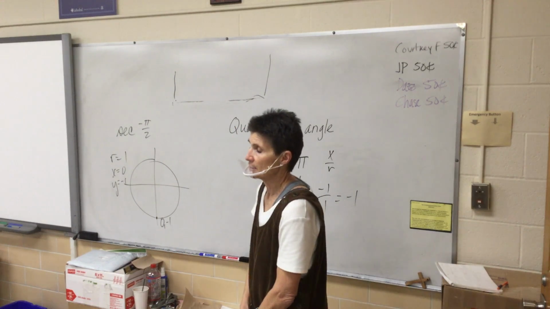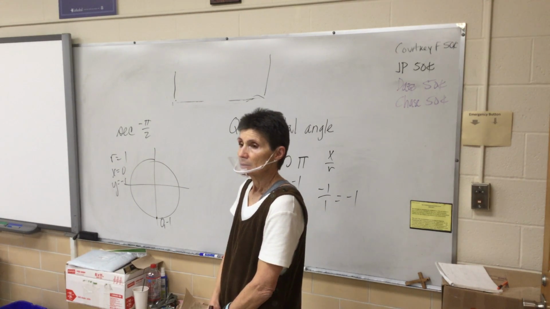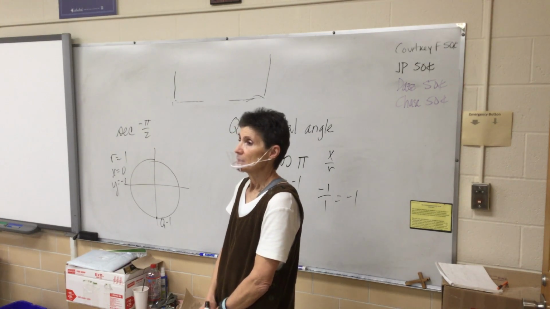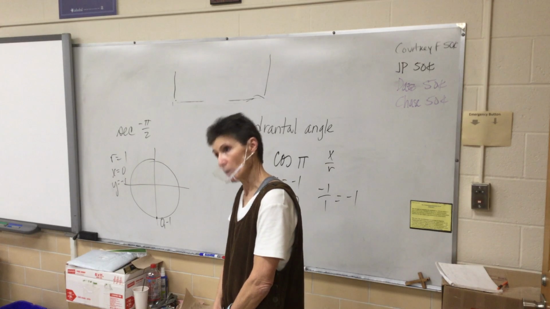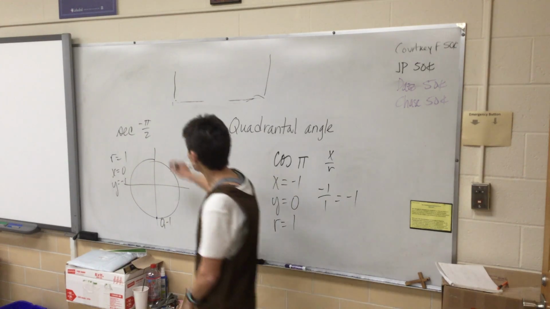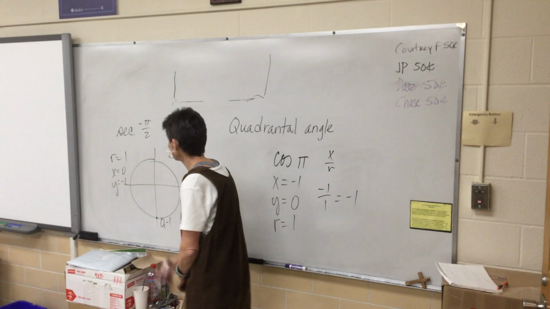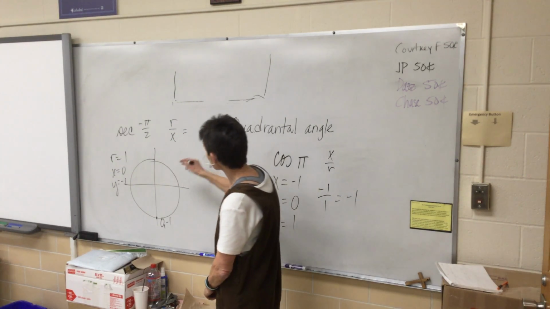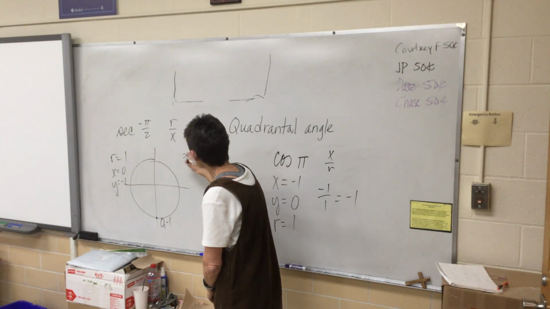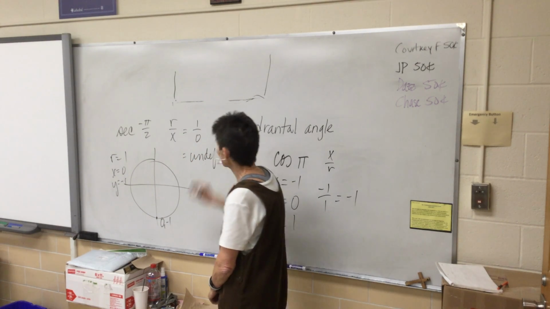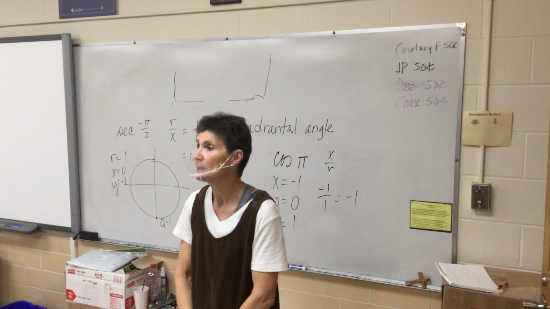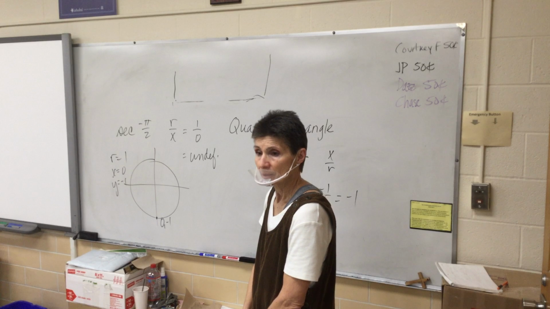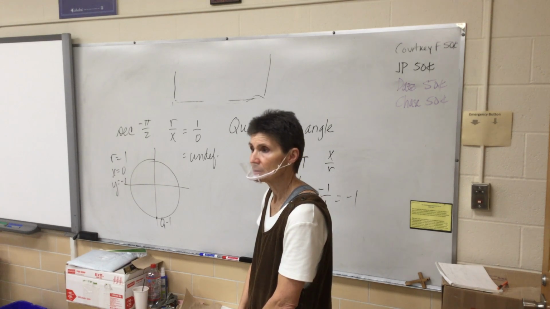Okay, secant. Reciprocal of cosine. Cosine is x over r, so this is going to be r over x. Oh, we got a problem again. R over x is going to be 1 over 0. So the secant of -pi over 2 is also undefined. Does that make sense to you?